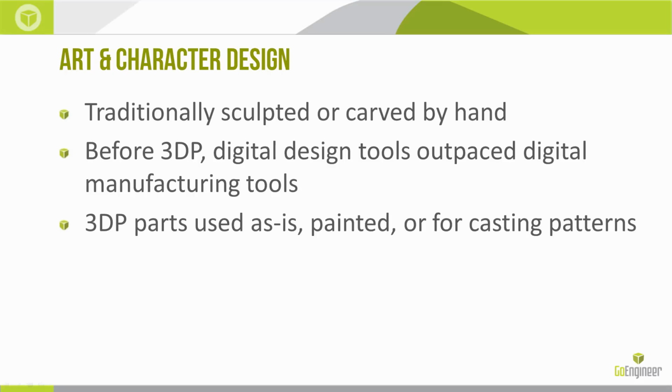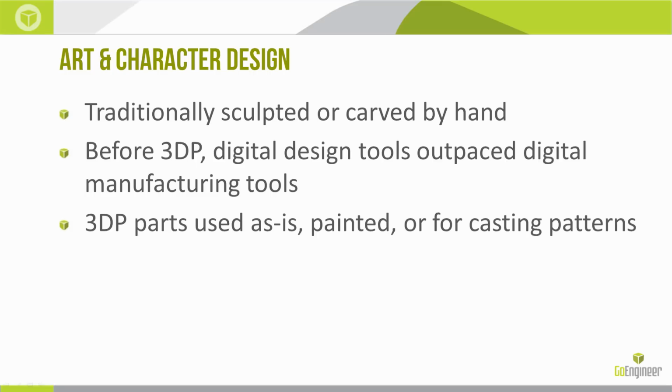These are parts that were traditionally sculpted or carved by hand. Before 3D printing, the digital design tools kind of outpaced the digital manufacturing tools, meaning people have been able to create these shapes digitally for a long time, but up until recently, actually creating those parts in 3 dimensions, physical objects, has been kind of outside the reach of your typical artist or architect or anybody designing these parts. But now with 3DP, people are being able to kind of experience those parts in real life, which is great for them.